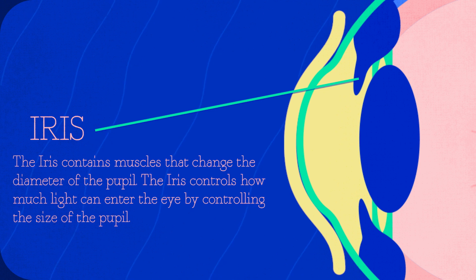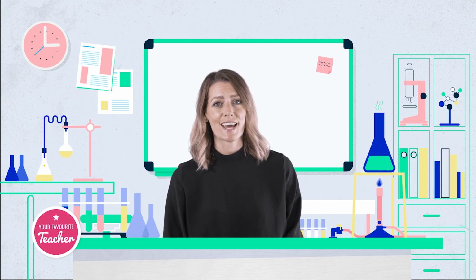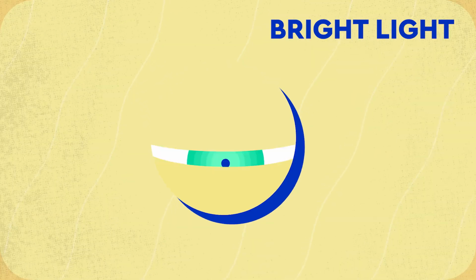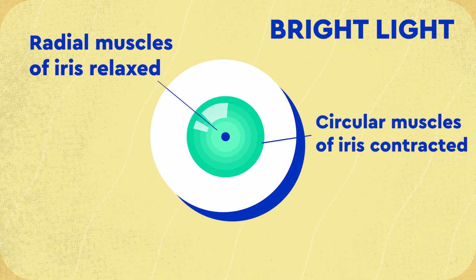The iris contains muscles that change the diameter of the pupil. The iris controls how much light can enter the eye by controlling the size of the pupil. The iris has circular muscles and radial muscles which work in tandem to control how much light can enter the eye.